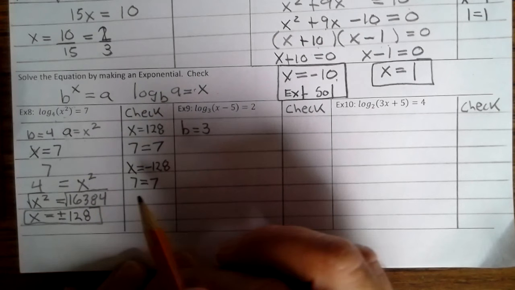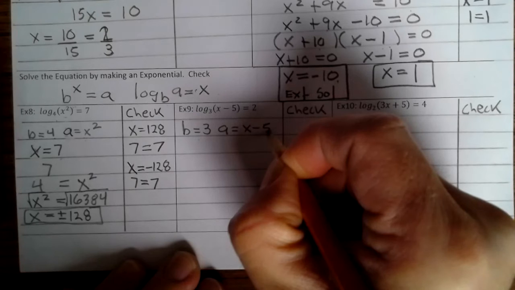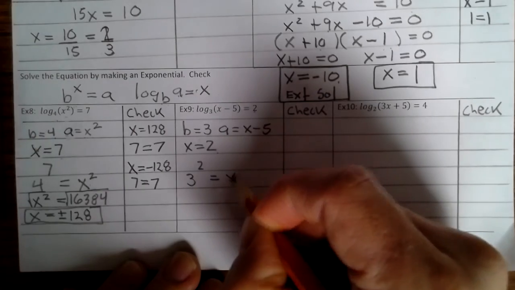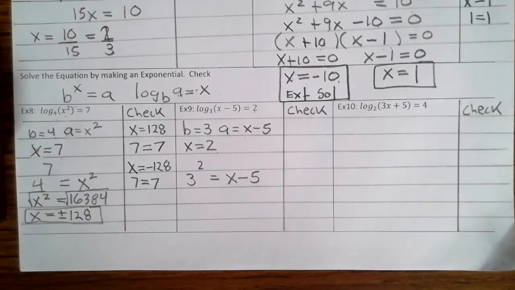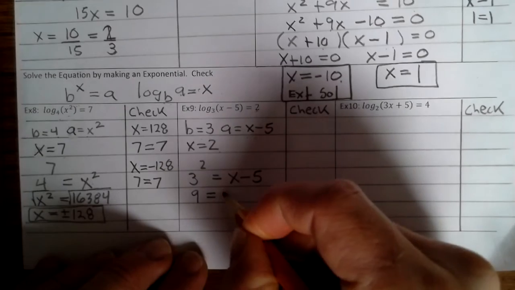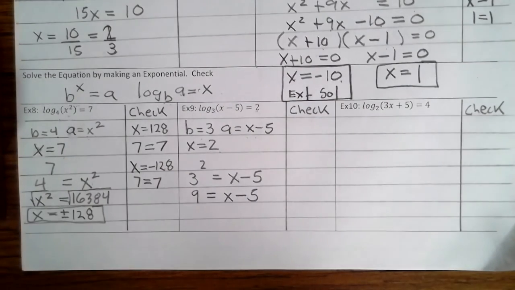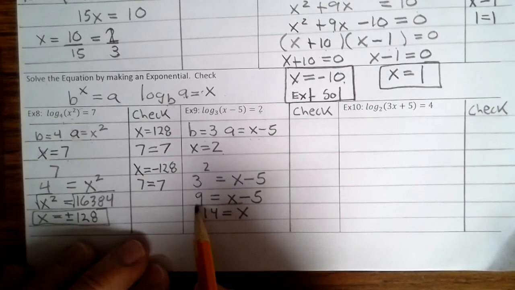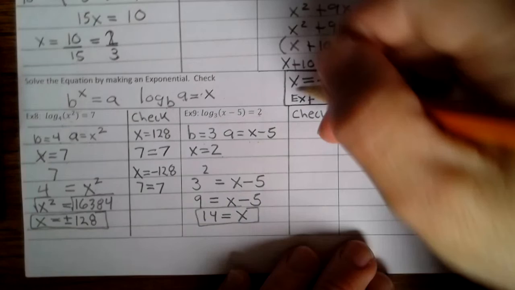So that's 3 to the x, so it's 3 to the second power equals a, which is x minus 5. Well, 3 squared is 9, so 9 equals x minus 5. Add 5 to both sides, so 14 equals x. All right, so let's check. I'm hoping you see from the mistakes I've made and how you have to correct yourself, how important it really is that you pay attention throughout the problem and double check yourself, okay? All right, so x equals 14.